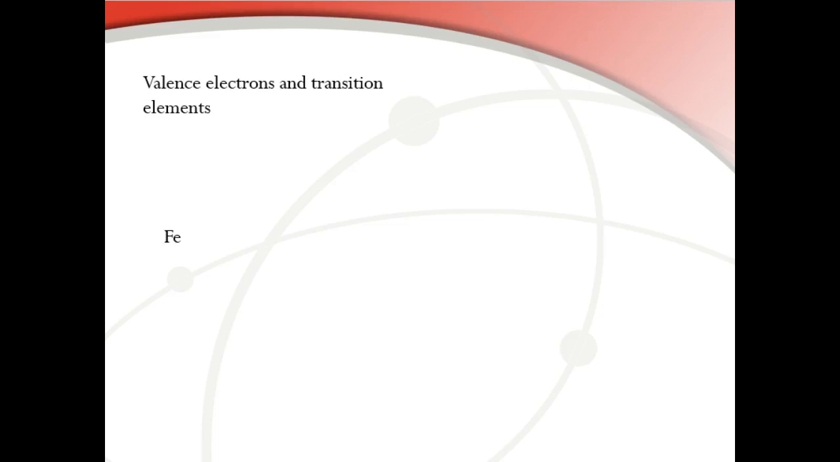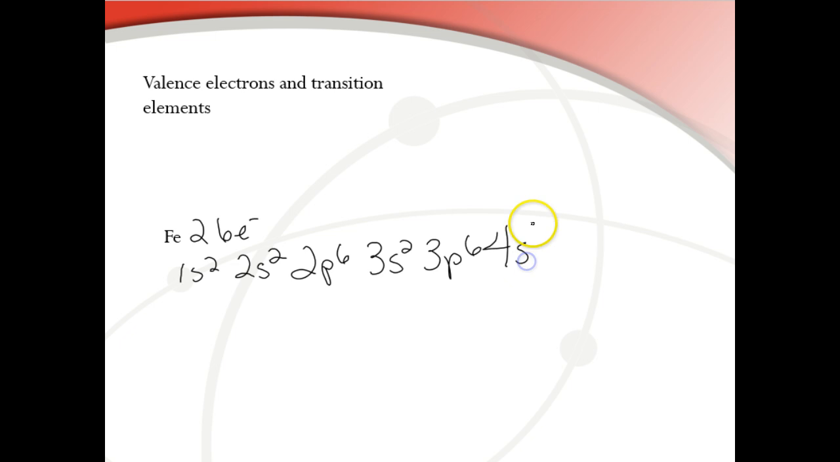Now, for something like iron. Okay, iron has an atomic number 26, so it's got 26 electrons. Let's take a look at this. 1s2, 2s2, 2p6, 3s2, 3p6, 4s2, and then the rest of it goes to the 3d. So we have 3d6. So if we look at this, that's 10, there's 20, there's 26.